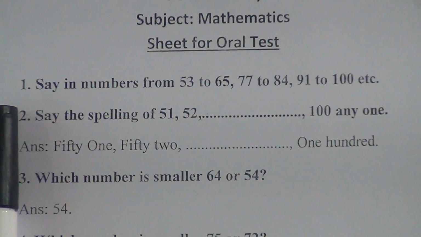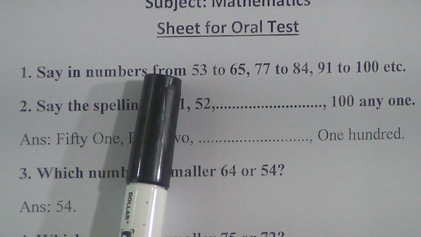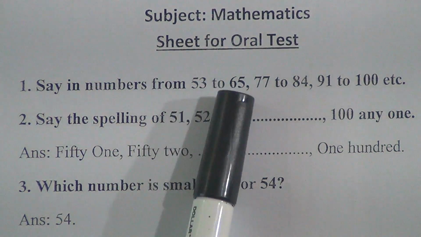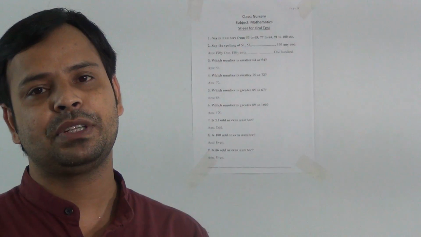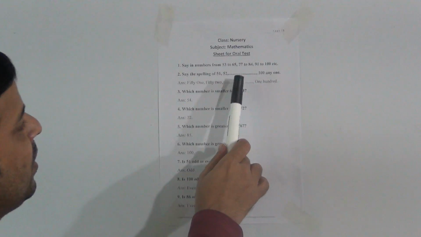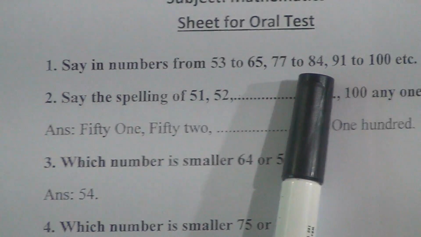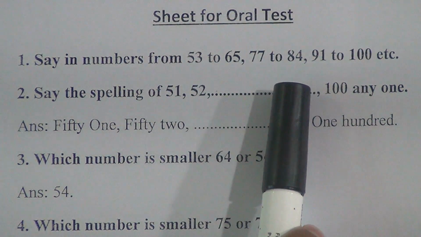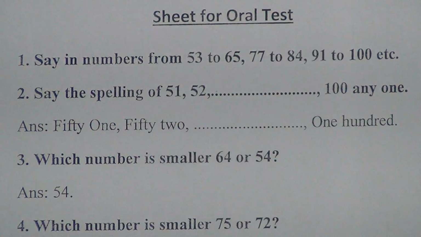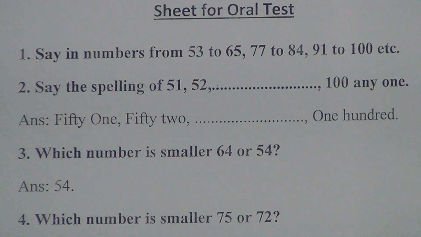Here, first question. Say in numbers from 53 to 65. It means that we have to say the numbers from 53 to 65. It means that 53, 54, 55, 56. In this way, we have to say the numbers. Just you have to say, nothing else. Okay, now next 77 to 84, so we have to say 77, 78, 79 in this way up to 84, and then 91 to 100.